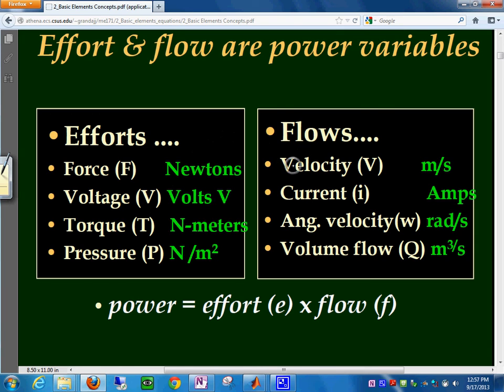Okay, so here the flow. Okay, so effort times flow, always power. It's much easier to remember two variables than to remember 8 variables, like the ones we have in here.